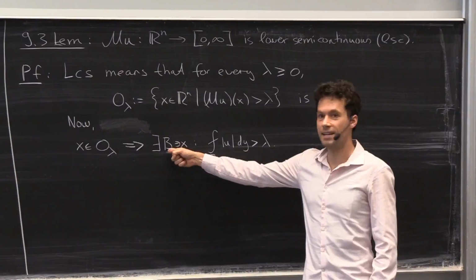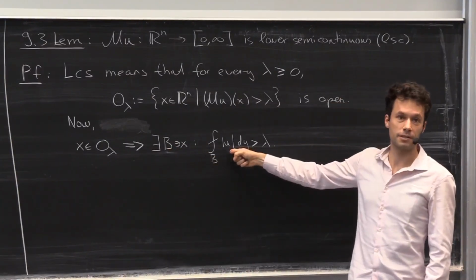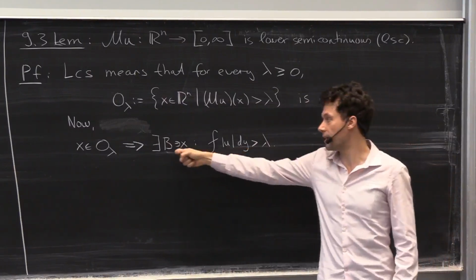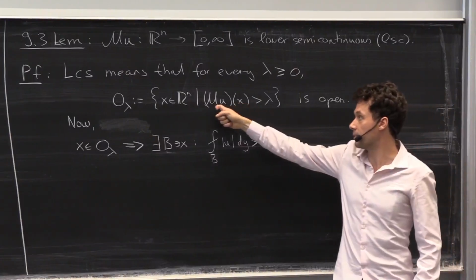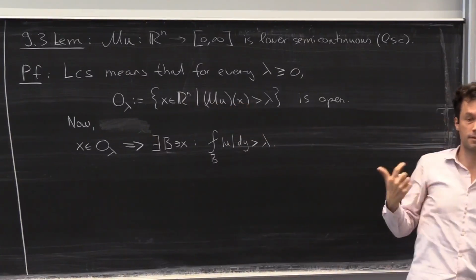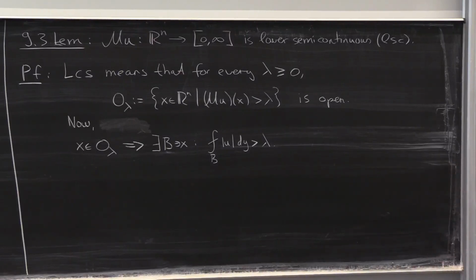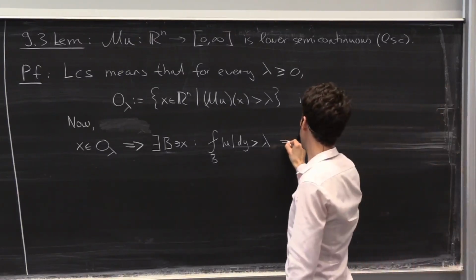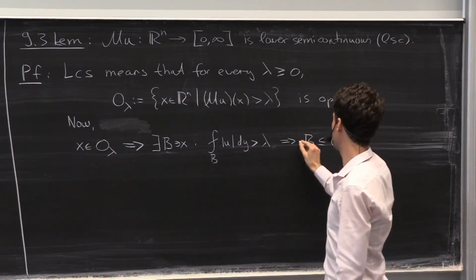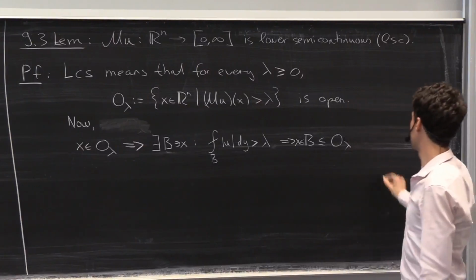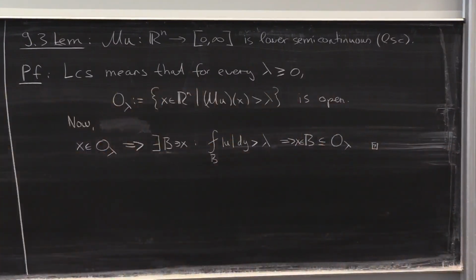But if I take any other point in this ball B, the fact that this average was larger than lambda on this ball B means that every other point in B also belongs to the set O lambda. Because this means that for every point in B, the uncentered operator is going to be larger than lambda. So I can just conclude from that B is going to be a subset of O lambda, and B contains x. So that's already the proof. Very easy.